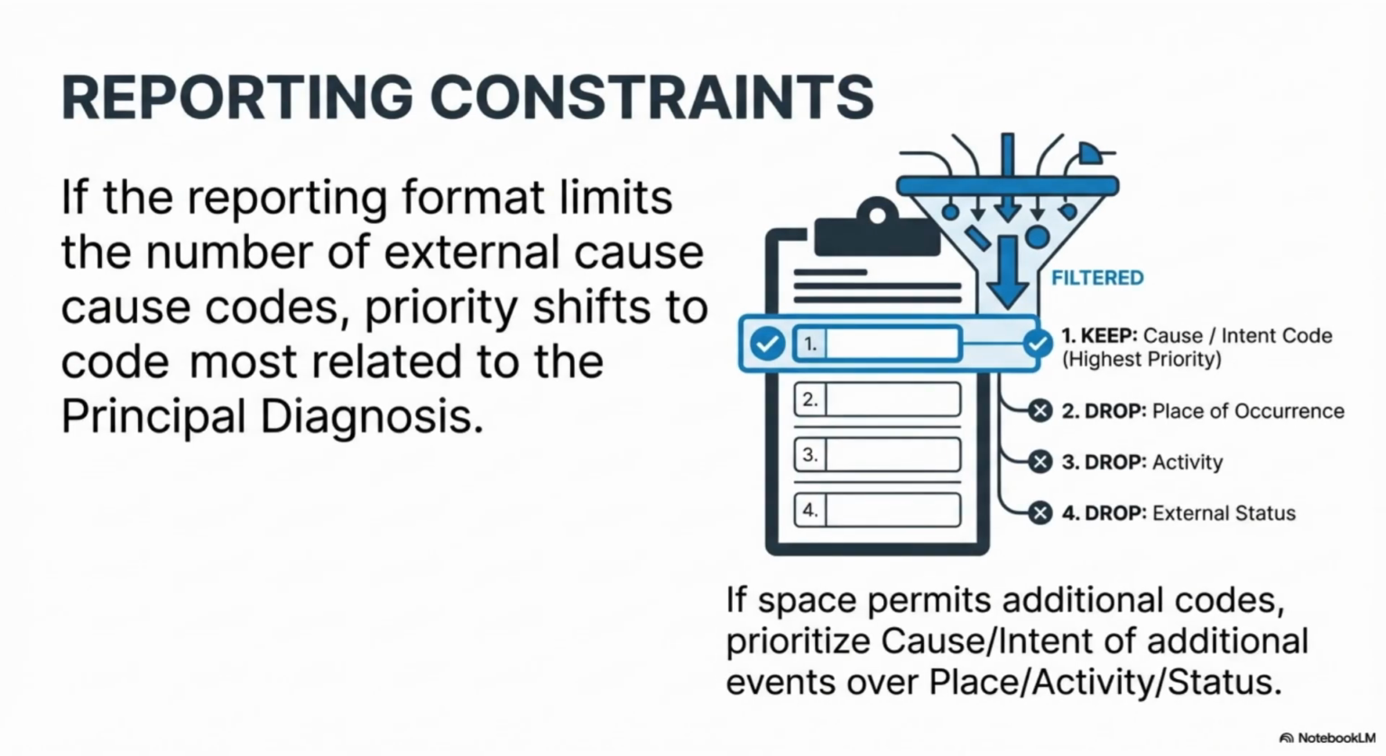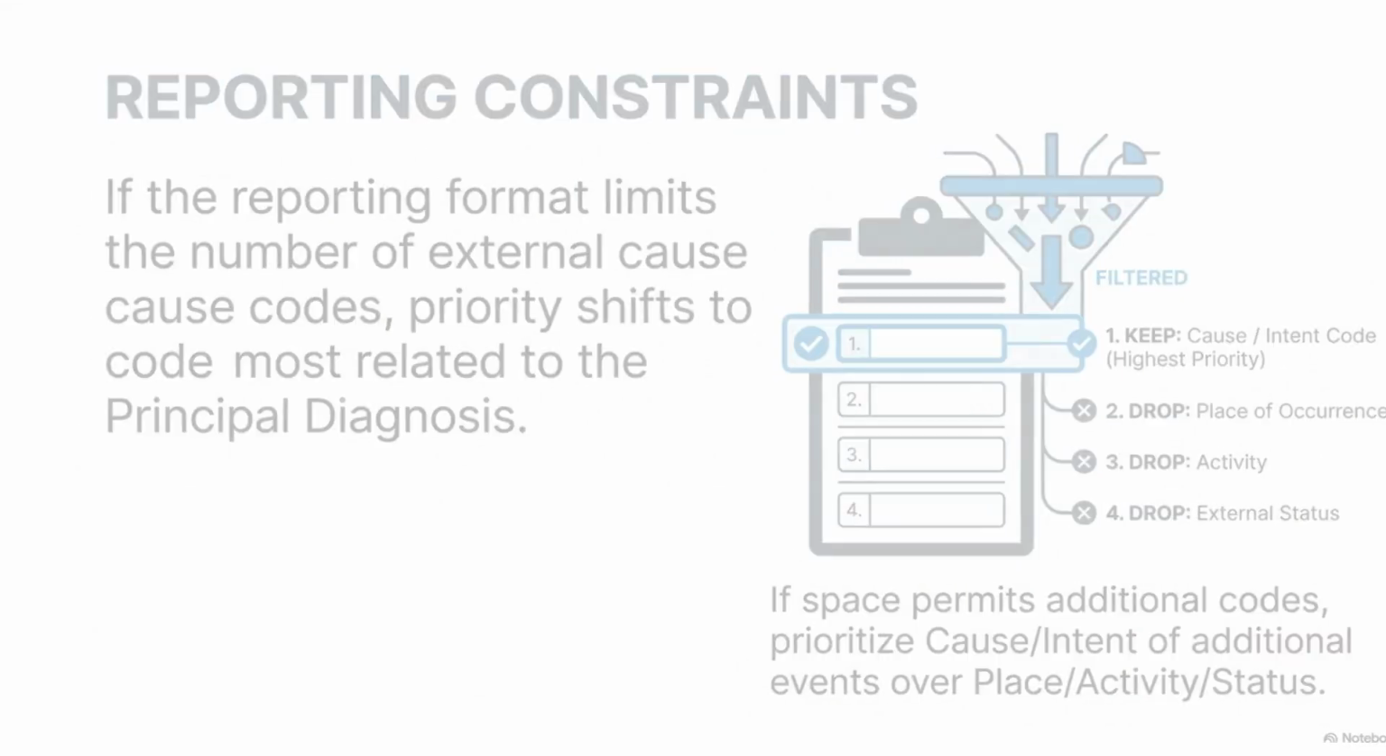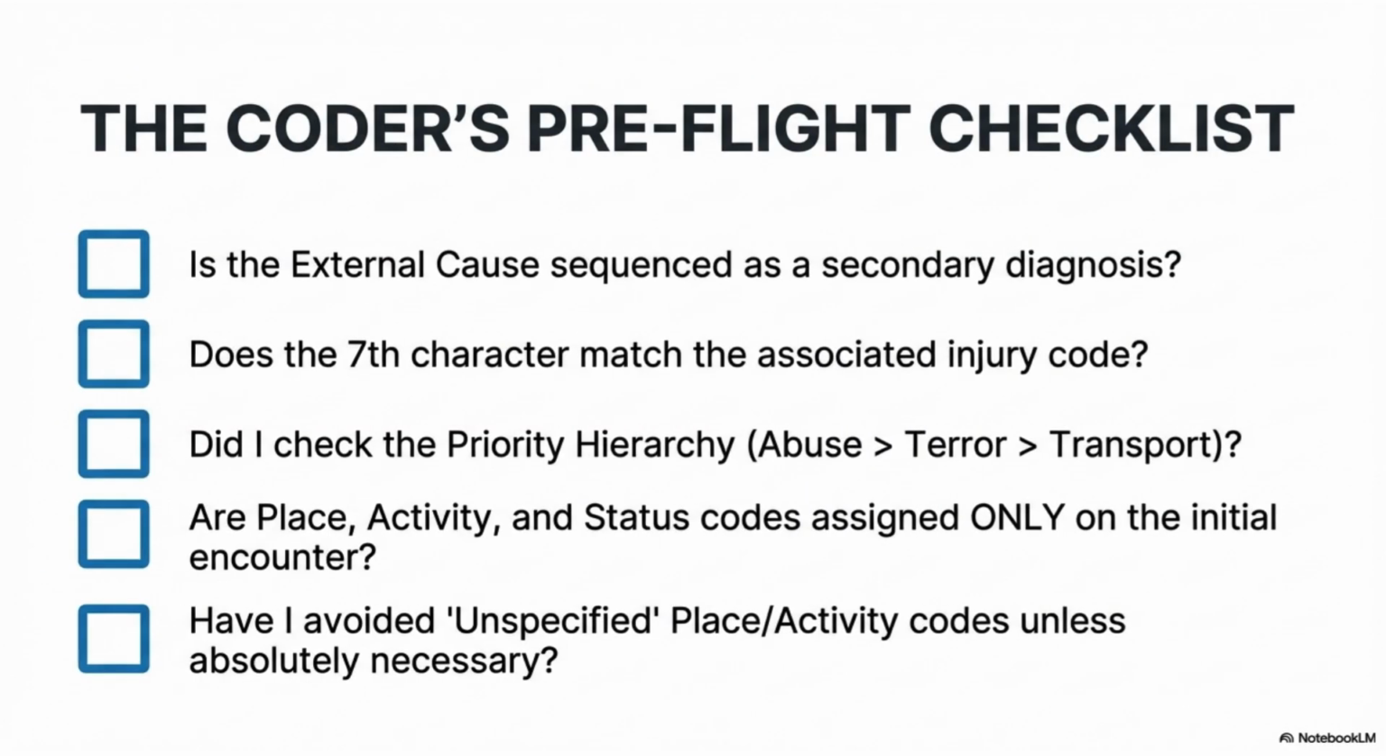When reporting space is limited, we prioritize the cause and intent code that best aligns with the principal diagnosis. Place, activity, and status codes are the first to be omitted when space is tight. Before finalizing your coding, double-check that the external cause is sequenced secondarily, the seventh characters match, the priority hierarchy is followed, and place, activity, and status codes are used appropriately and only when supported by documentation.